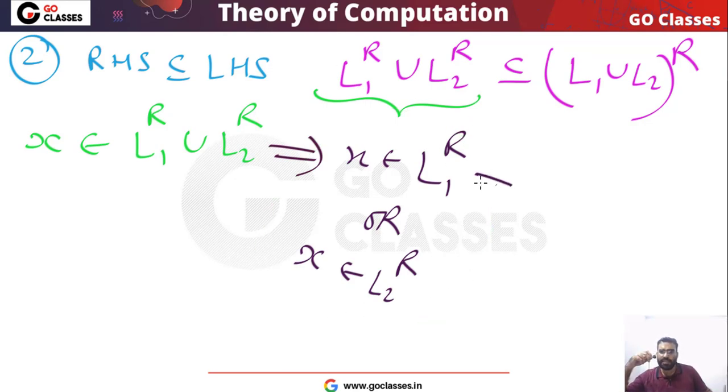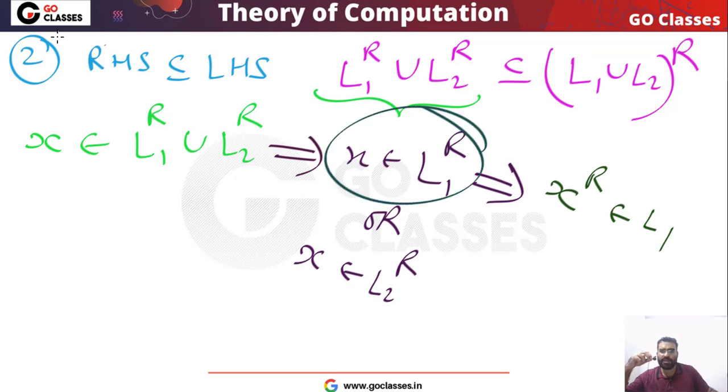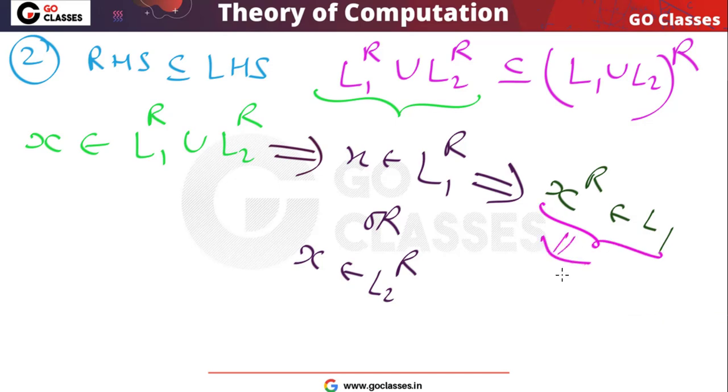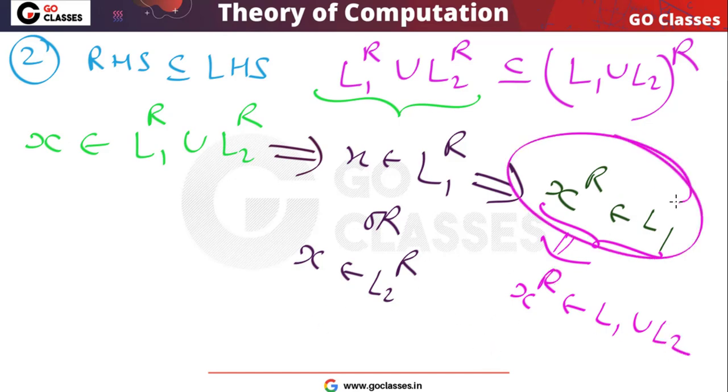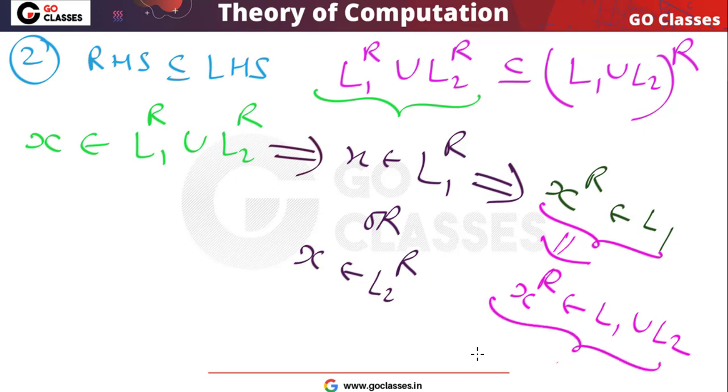Now, if X belongs to L1 reverse, then what does it mean? It means X reverse belongs to L1. If X reverse belongs to L1, then I can say X reverse also belongs to L1 union L2. Remember, if X reverse is in L1, then automatically it will be in L1 union L2.